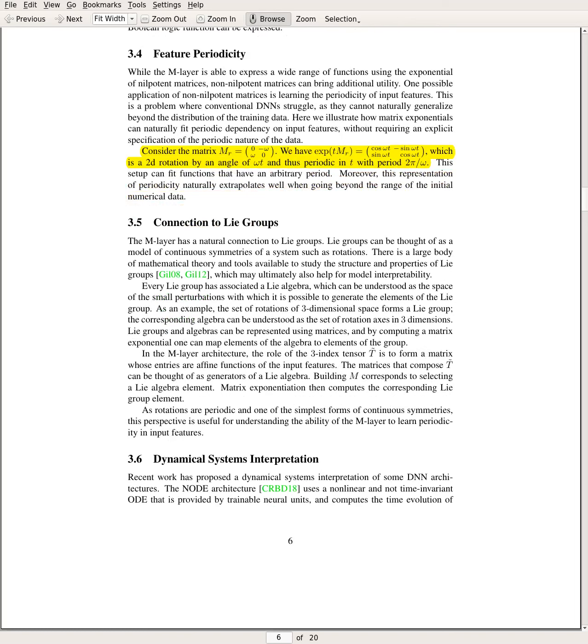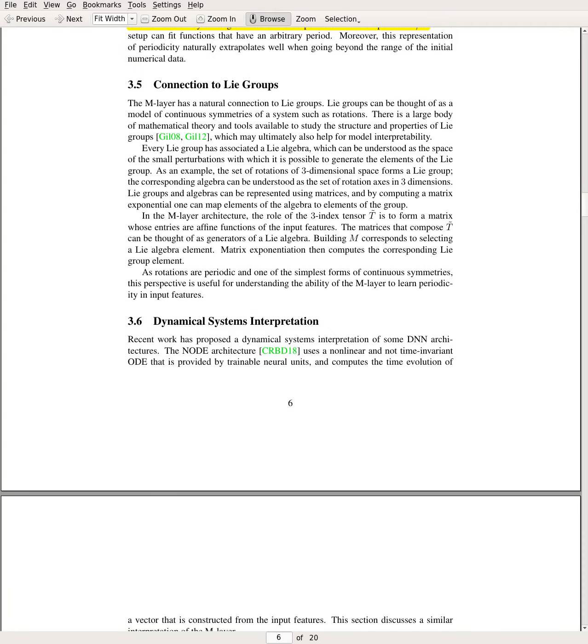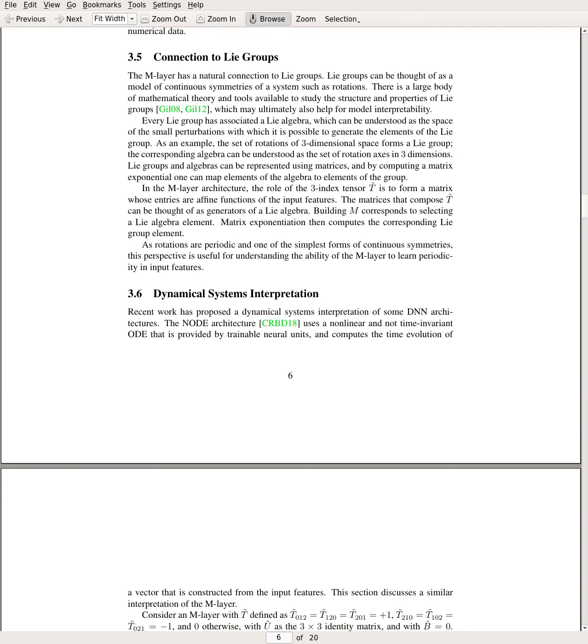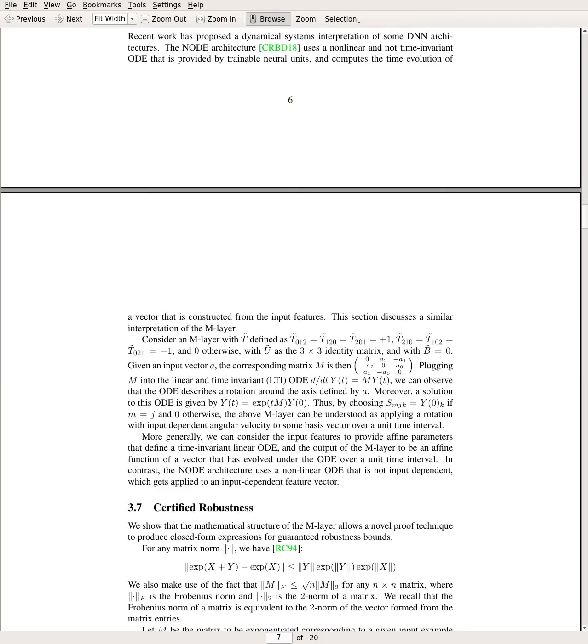So what's also interesting is that it is able, for example, to fit periodic functions well, because consider matrix M, where we have 0 on the diagonal and minus W and W on the cross diagonal. If you do the exponential of t times M, you will actually get cosines and sines in a matrix, a periodic function of t. There's also a connection to Lie groups, which are these differential symmetries in physics.